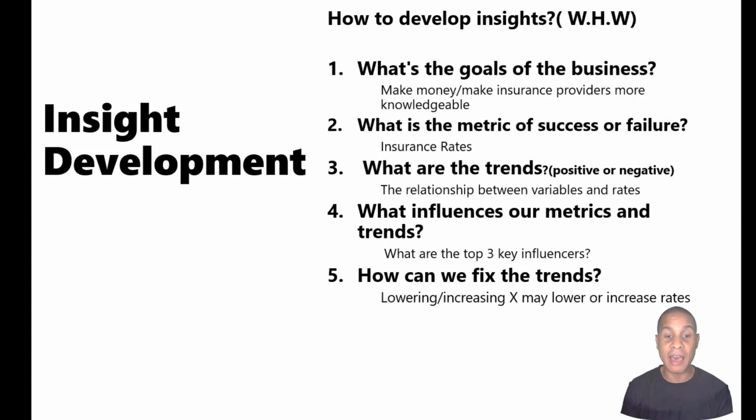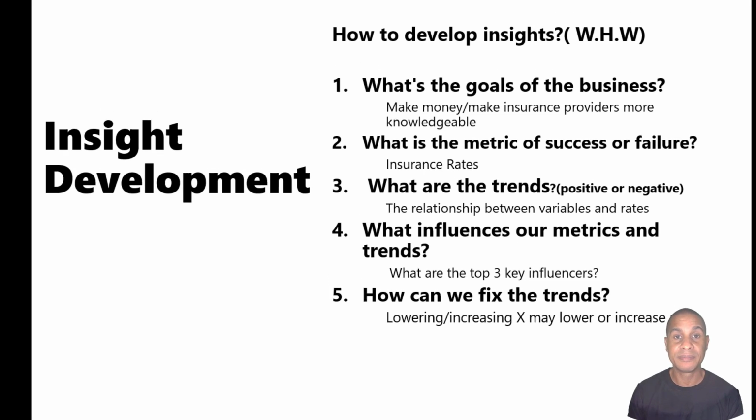What influences our metrics? Similar to the previous question, but maybe we want to find out what the top 3 key influencers are, and how we can fix the trends. So for example, lowering or increasing X may increase rates. So we may need to look into how to actually influence that, depending on what we find in our data.